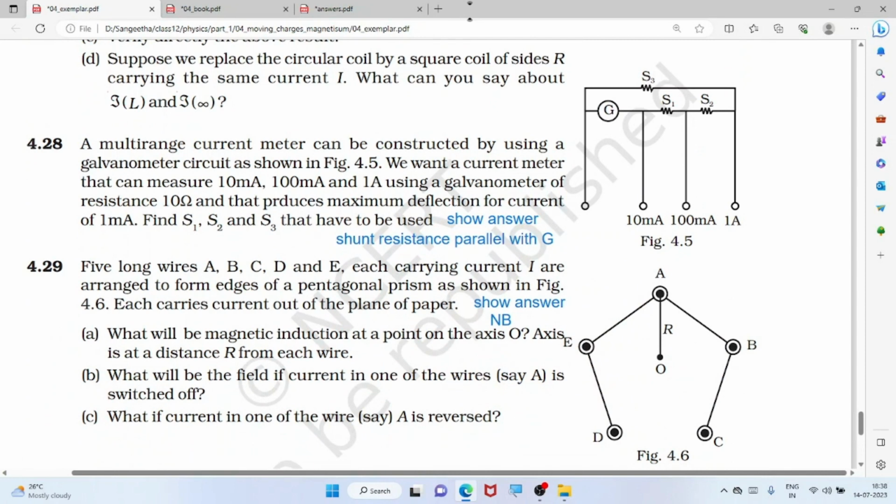A multi-range current meter can be constructed by using a galvanometer as shown here. We want to measure current. This is the resistance. Find S, the shunt resistance, to construct a meter like this. Question 28.